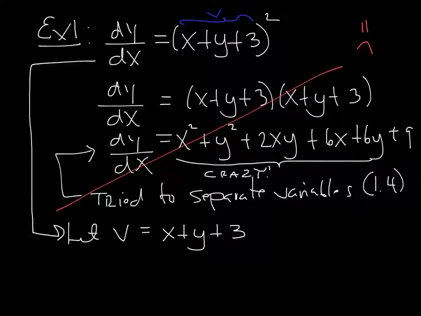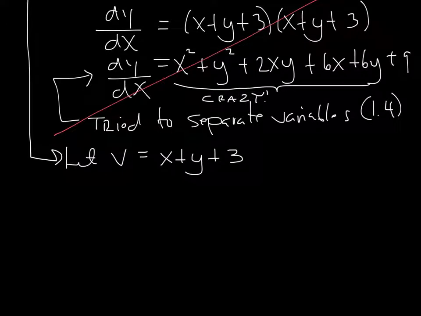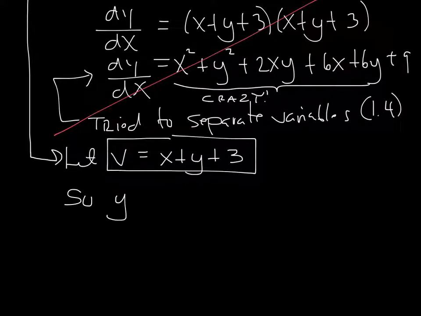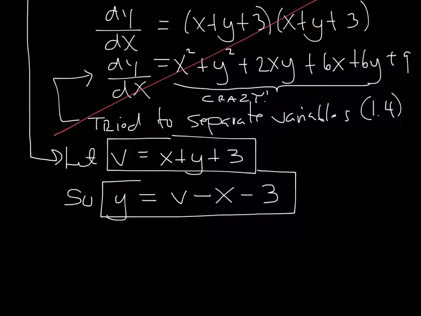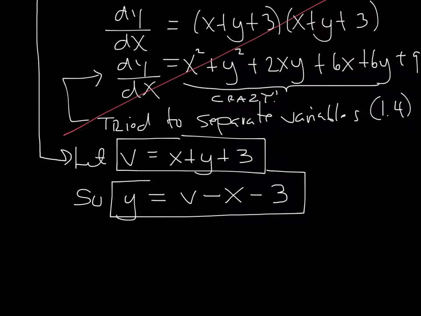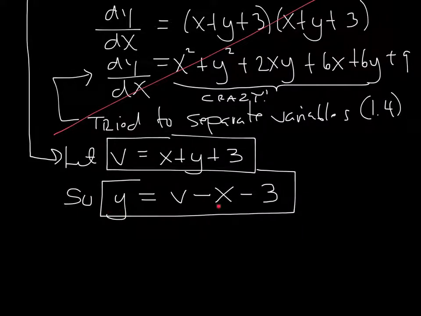Okay, so remember from the previous video, we let v be an expression, and then we solve for y. So if v is that, then y is equal to v minus x minus 3. Okay, so I have this equation. And now I can take the derivative with respect to x, on the left and on the right.